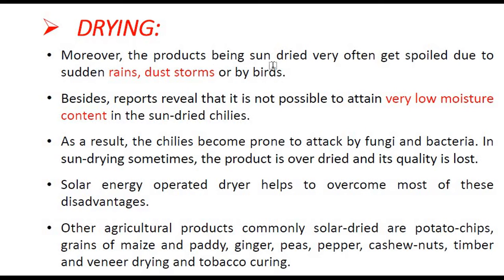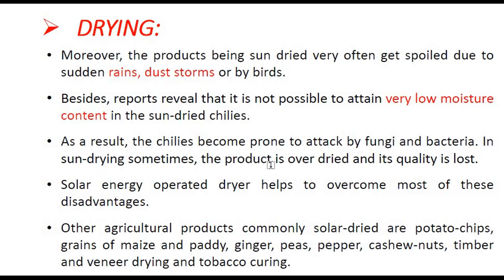Moreover, the products being sun dried very often get spoiled due to sudden rain, dust, storms, or by birds. So it is affected by natural things like rain, dust, storms, and birds, etc. Besides, several reports say that it is not possible to attain very low moisture content in sun dried chilies. This very low moisture content will be attained by solar drying. As a result, the chilies become prone to attack by fungi and bacteria.